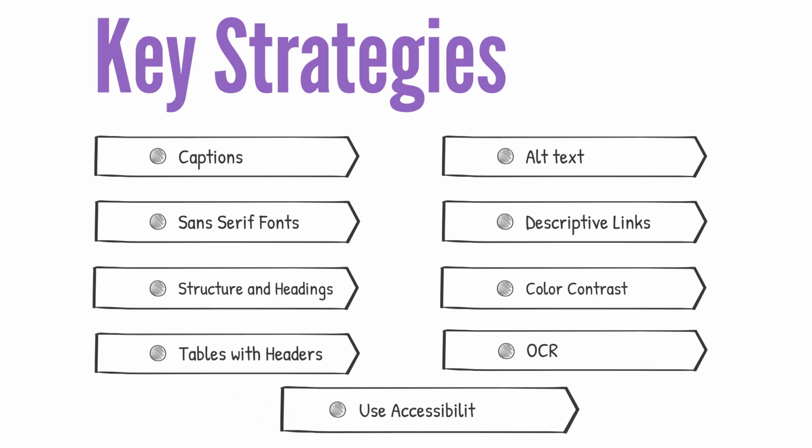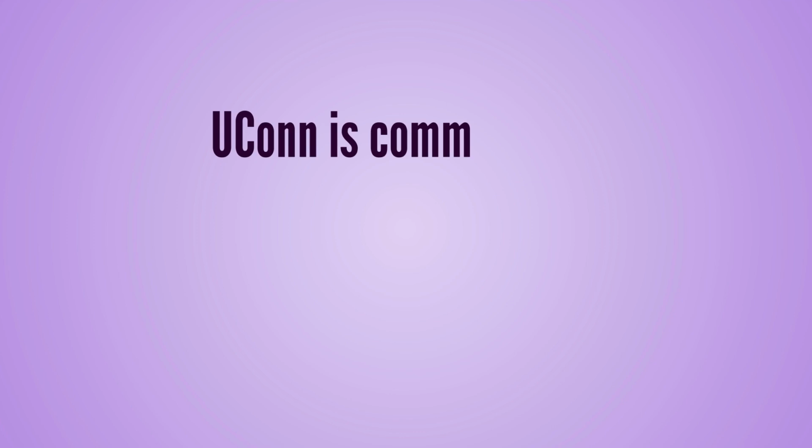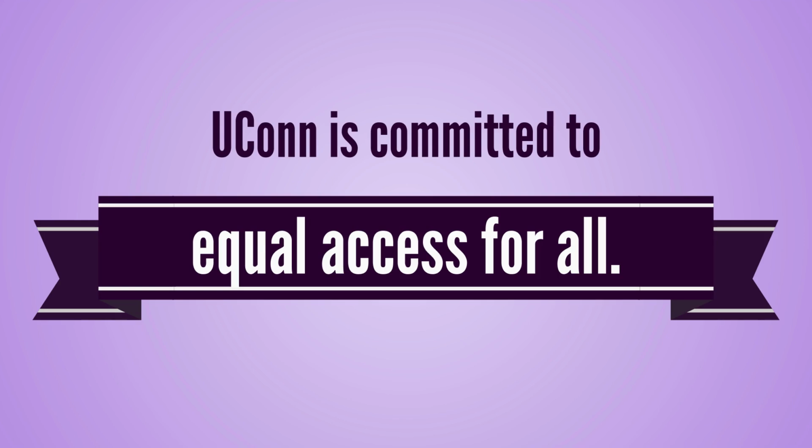Number 9. Use the accessibility checkers available in Microsoft Office and Ally in Blackboard, or Husky CT, to help identify potential barriers to accessibility, such as missing alt text for images, improperly structured headings, poor color contrast, and other accessibility issues.